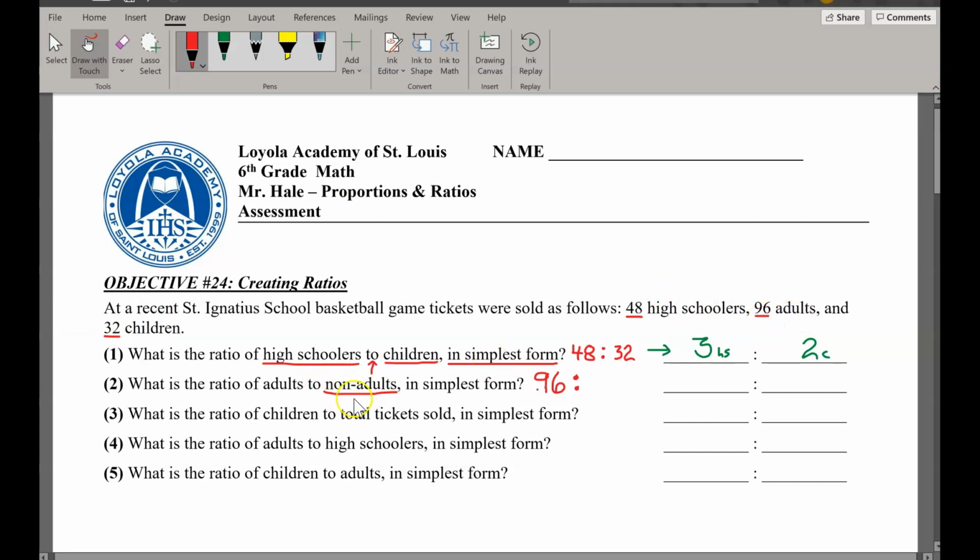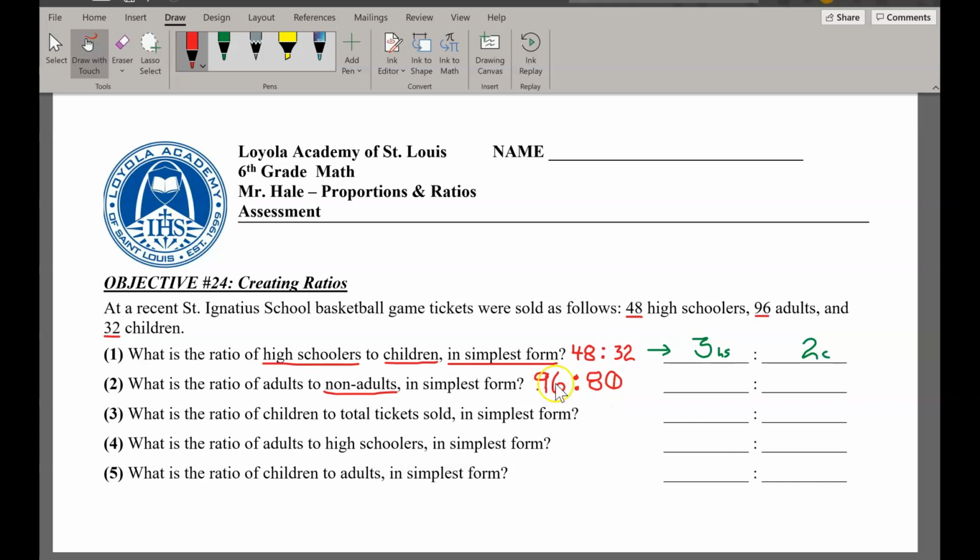Well, non means not. So, when we say non-adults, we want the number of people at the game who are not adults, which would include all of the children and all of the high schoolers. So 48 high schoolers and 32 children, all of them are not adults. So we'd add those two numbers together. That's going to be 48 plus 32 is 80. And once again, we need to simplify. 96 to 80 is the true ratio of adults compared to non-adults.